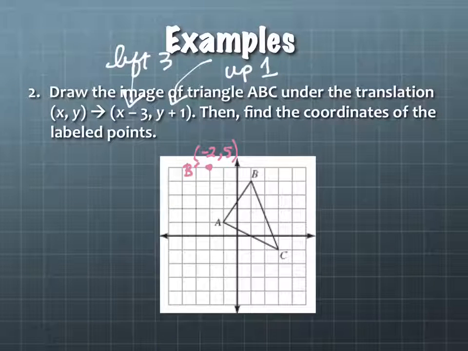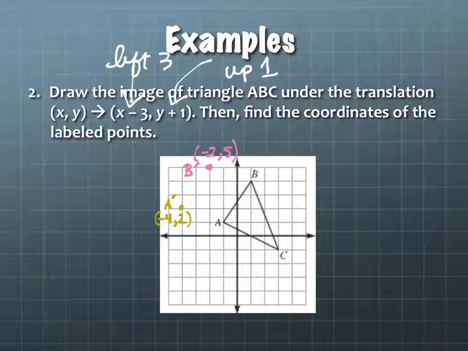Okay, let's go with point A next. Point A. If I move it left 3, and then up 1, it puts me here. Agreed? So this is A prime. What is the ordered pair in that location, x, y ordered pair? Negative 4 and then 2.